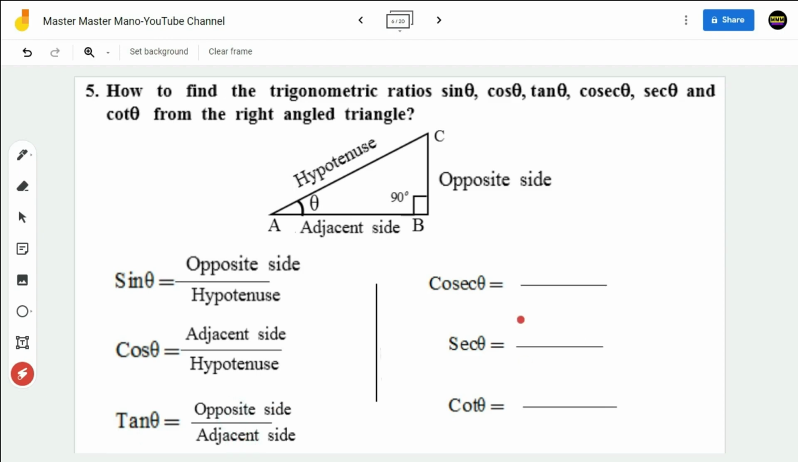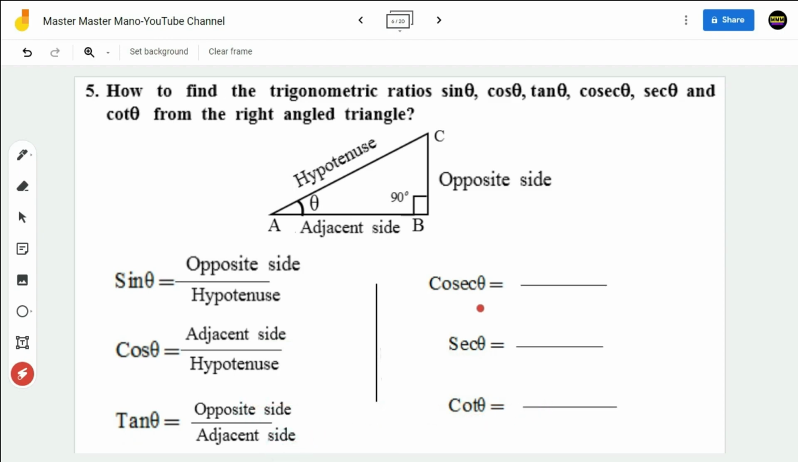Now we are going to see cosecant theta, secant theta and cot theta. Cosecant theta is nothing but the reciprocal of sine theta, that is cosecant theta will be hypotenuse by opposite side. Secant theta will be the reciprocal of cos theta, that is secant theta will be hypotenuse by adjacent side, and cot theta will be the reciprocal of tan theta, that is cot theta will be adjacent side by opposite side.